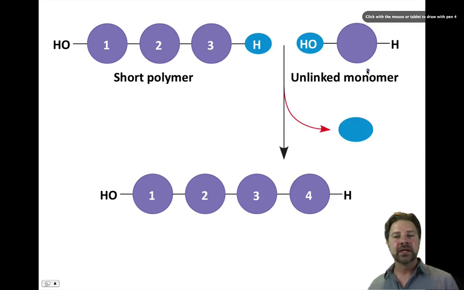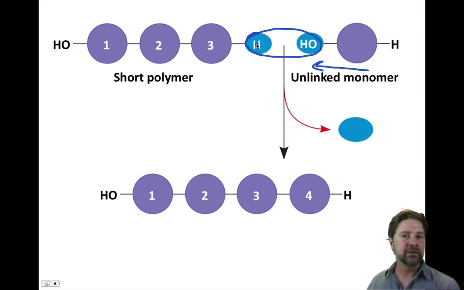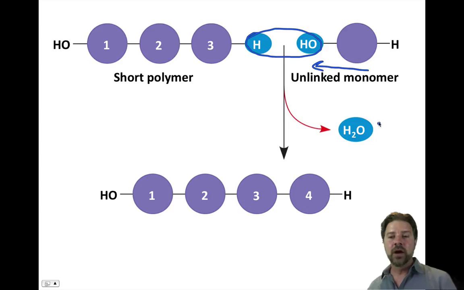Now, if this unlinked monomer heads this way and bangs into the short polymer, we're going to see a connection between this H and this OH. These atoms have an affinity for each other, and they're going to take off from this molecule. They're going to find each other, like each other, and then they're going to leave in the form of a water molecule. Okay, so here's our little water droplet. It gets pulled out, and what's left over is this stem here and this stem here.